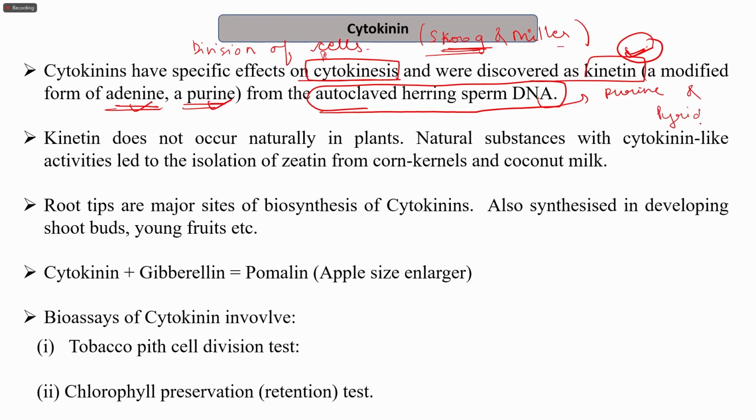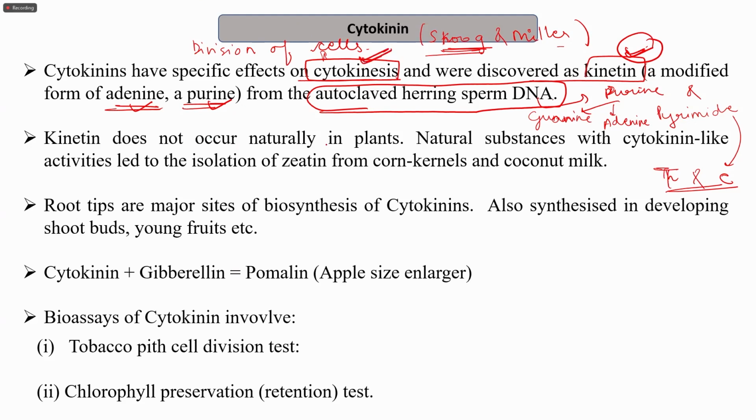Purine and pyrimidine. Out of which guanine and adenine are purines, and thymine and cytosine are the pyrimidines. So in the autoclaved herring sperm DNA, there is a modified form of adenine or purine, we can say, that is kinetin, which was discovered, and it was shown to have the cytokinesis effect.